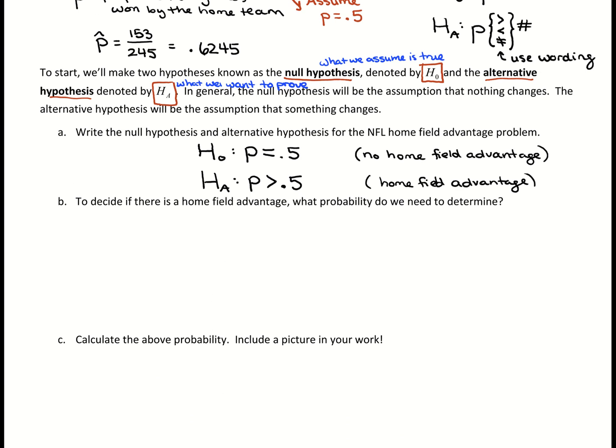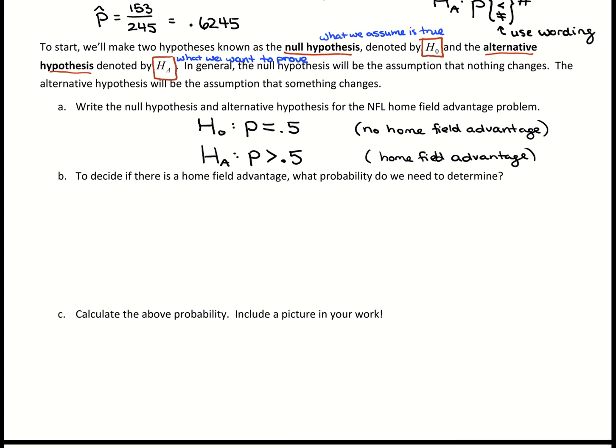So, to decide if there's a home field advantage, what probability do we need to determine? Well, that matches up with the picture that we drew up above. Basically, what we want to do is look at a distribution for how samples would behave, and specifically samples where we are taking samples of size 245 and with this assumed proportion of 0.5. We want to see that if we had them play 245 games and we expected a 50-50 chance, what would our number line look like?